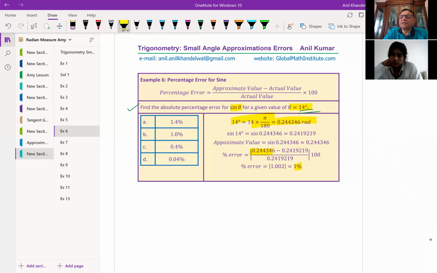So for approximation, for tan theta, we found that the figure is 9.9. For sine theta, it is 14 degrees. And for cosine, it is 37 degrees, correct? So those are important figures to note down and remember.